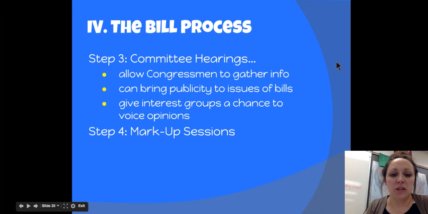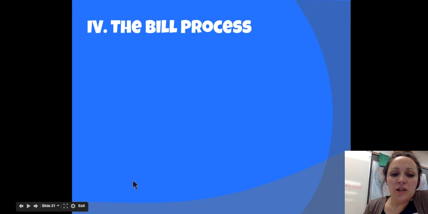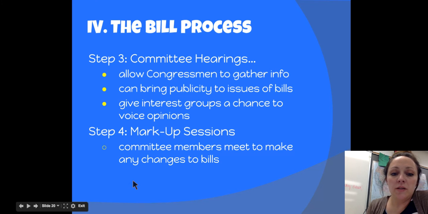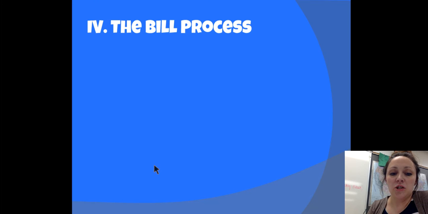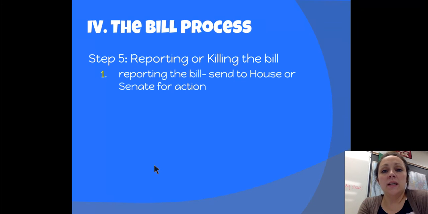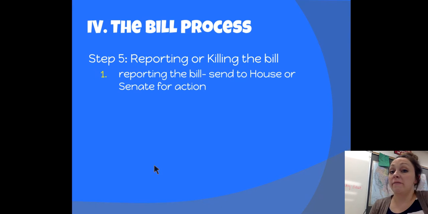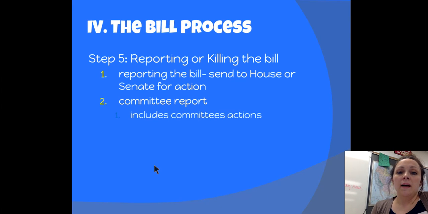Next, we have markup sessions. A markup session is the time when congressmen can actually make changes to a bill. So anytime that they want to mark up the bill, they meet in a markup session. Once they've met in the markup session, they move on to reporting or killing the bill. Now, reporting the bill, if they like it, then they send it to the entire House or the entire Senate to be voted on. If they don't like it, then they kill the bill.